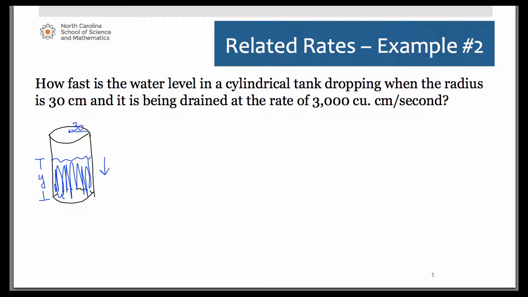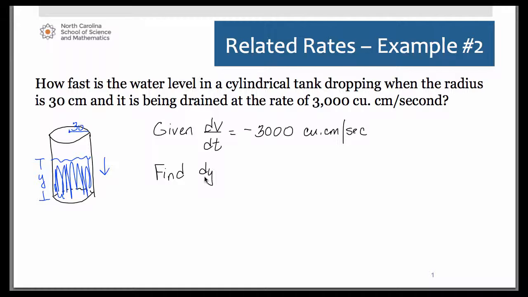So now that we've had our picture drawn, let's lay out the rates that were given. Remember that one rate that we're given, the 3,000 cubic centimeters per second, we talked about that being a volume measurement. So let's call that dV/dt. And because that's the rate at which the water is being drained out, we're going to consider that as a negative quantity. Now what we're trying to find is how fast is the water level dropping. So that would be dy/dt at the point in time when r equals 30.